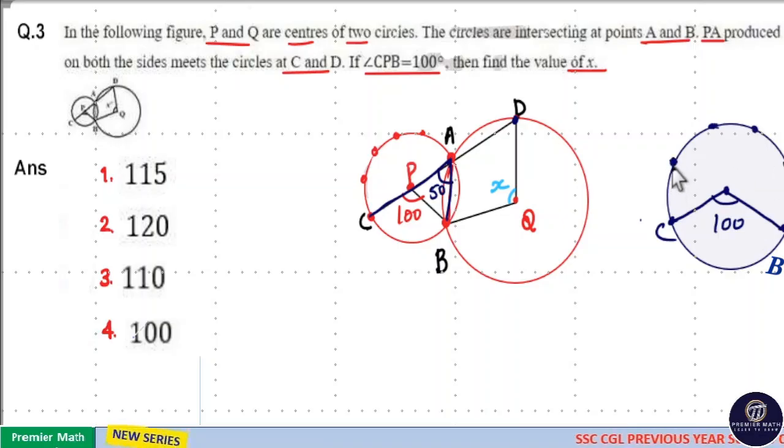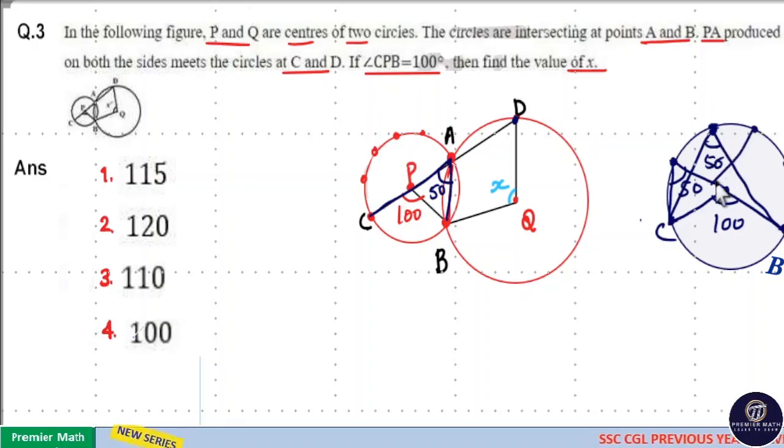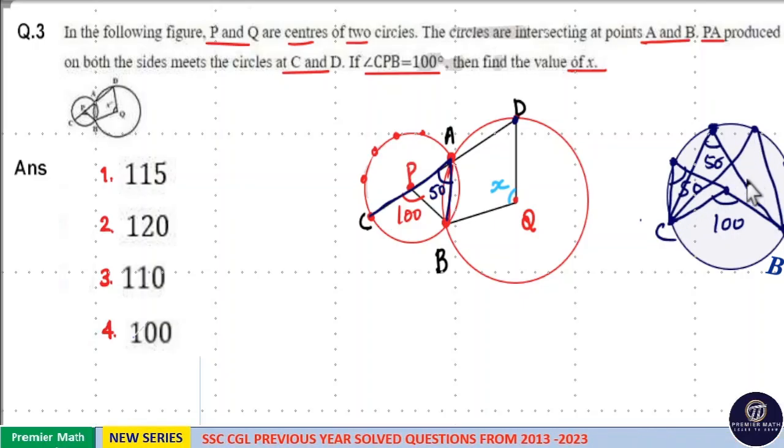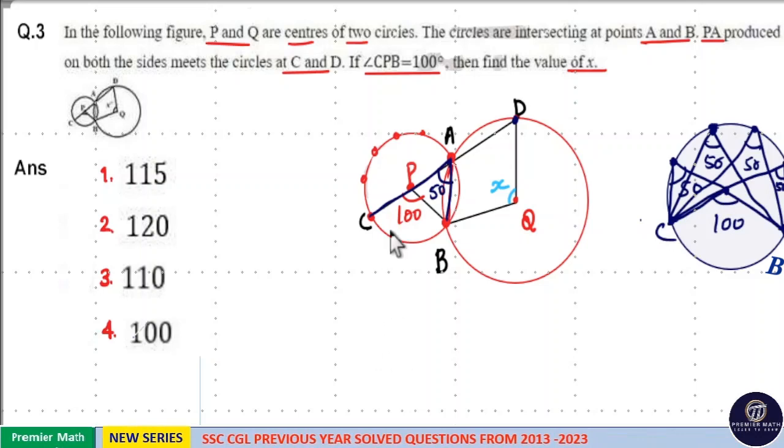Now take this point, extend C and B to here. This angle will be 50 degree. Now if you take this point, extend C and B to this point, this will be 50 degree. And if you take this point, extend C and B, this will be 50 degree. Now this is the point A, and if you extend C and B to A, this will be 50 degree. So this is the concept. Now if it is 50 degree, then the supplementary angle of this will be 180 minus 50, 130 degree.